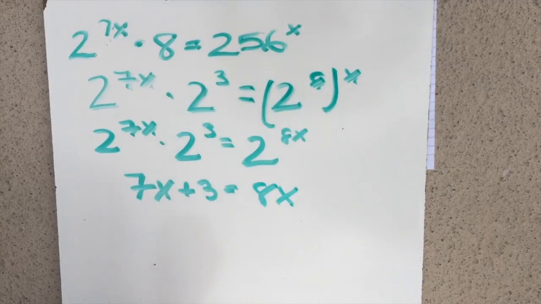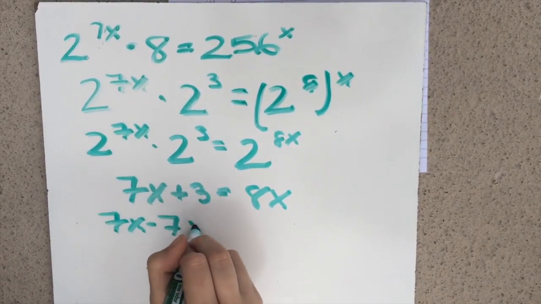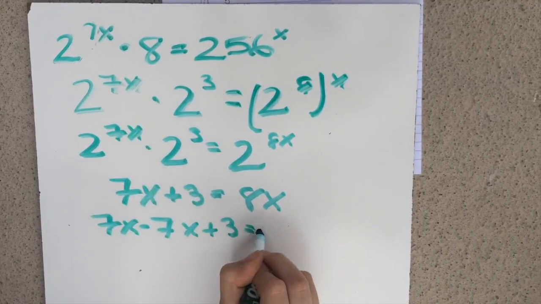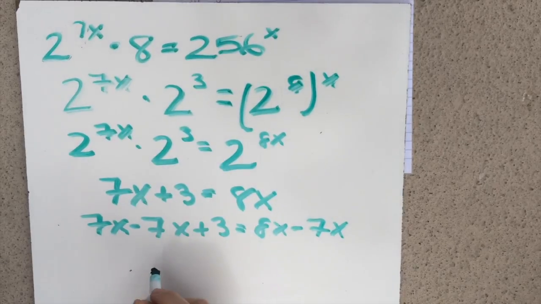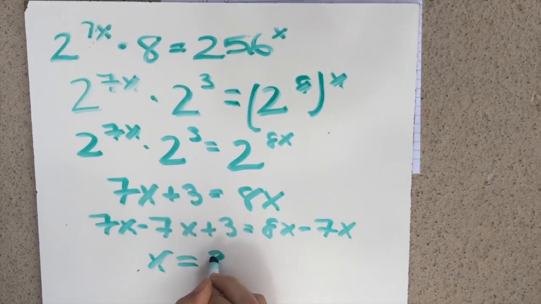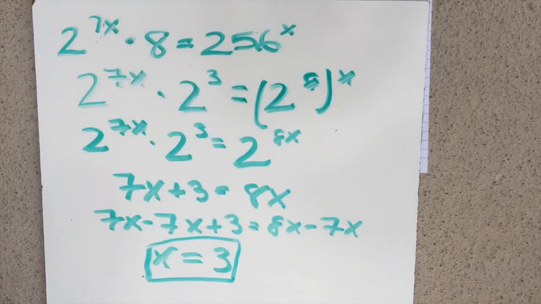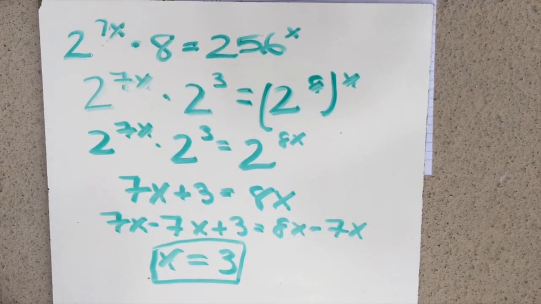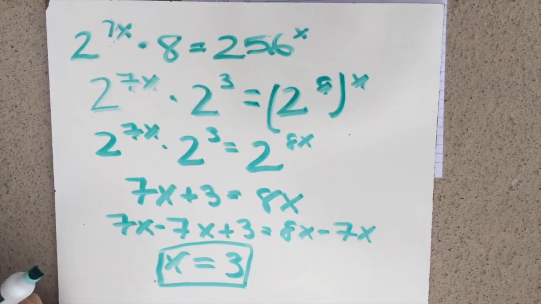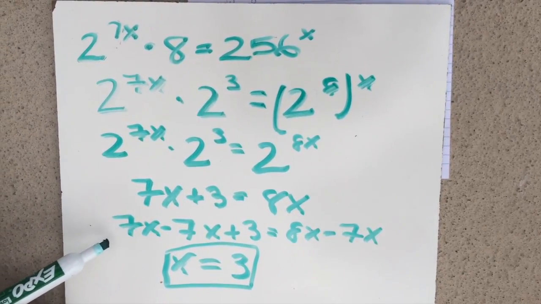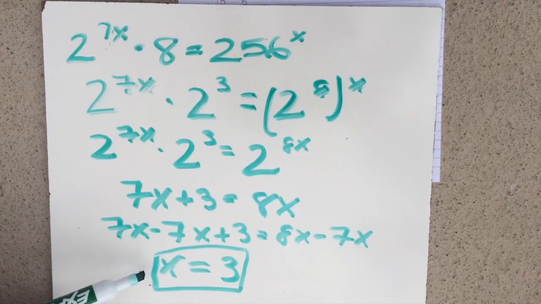On the right side of the equation, it can be concluded that 2 raised to the 8th power equals 256. Write 2 to the 8th power with parentheses and distribute the 8 to the x. Because all the numbers have a common base, solve for the exponents. 7x and 3 are exponents that are being multiplied with the same base, allowing them to be added. Combine 8x and 7x by subtracting 7x from both sides of the equation to solve for x. X equals 3 is the final solution.